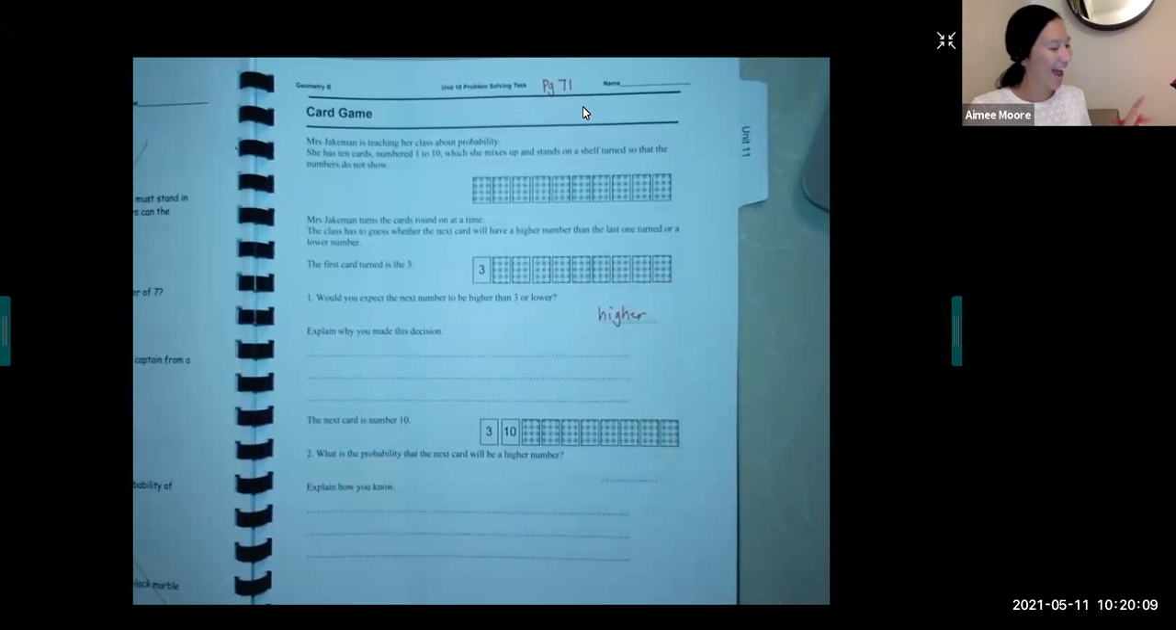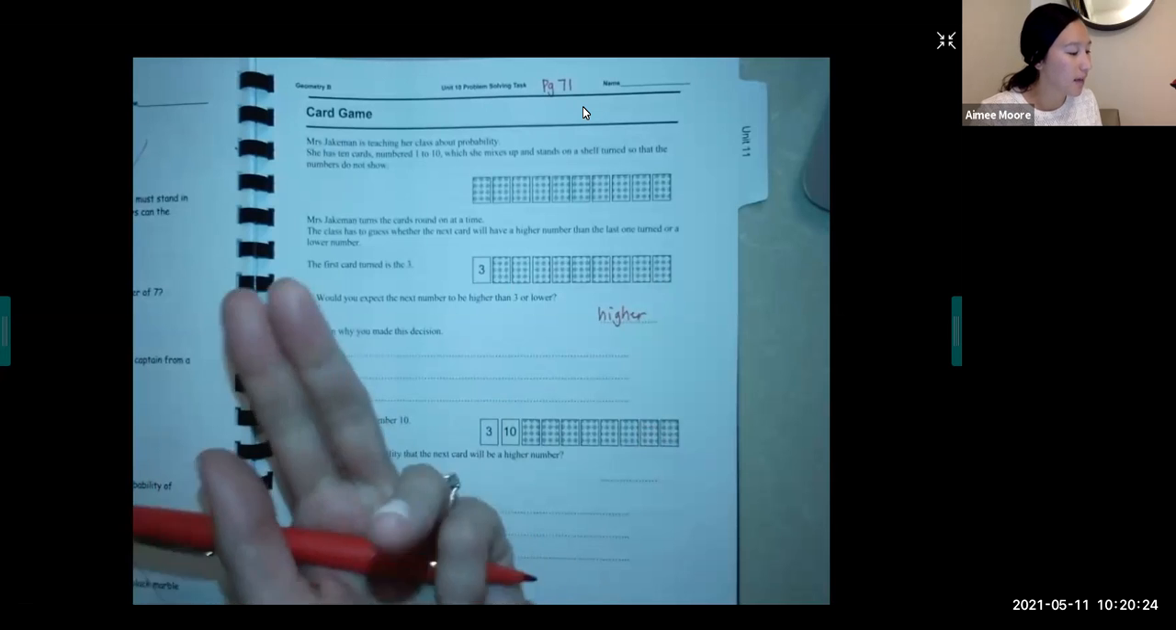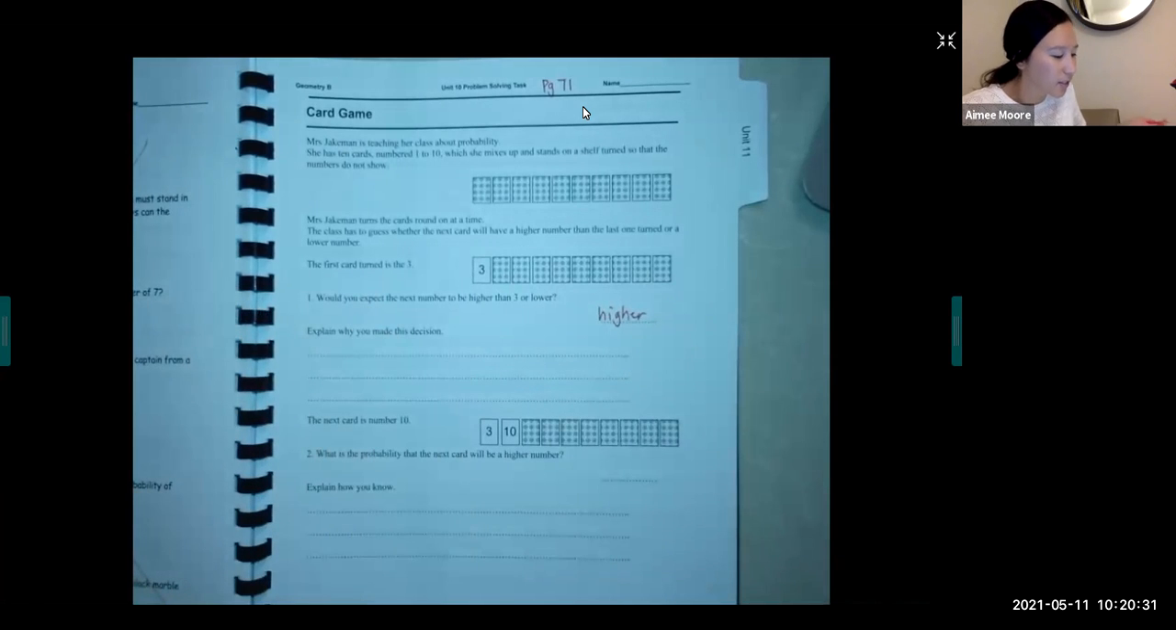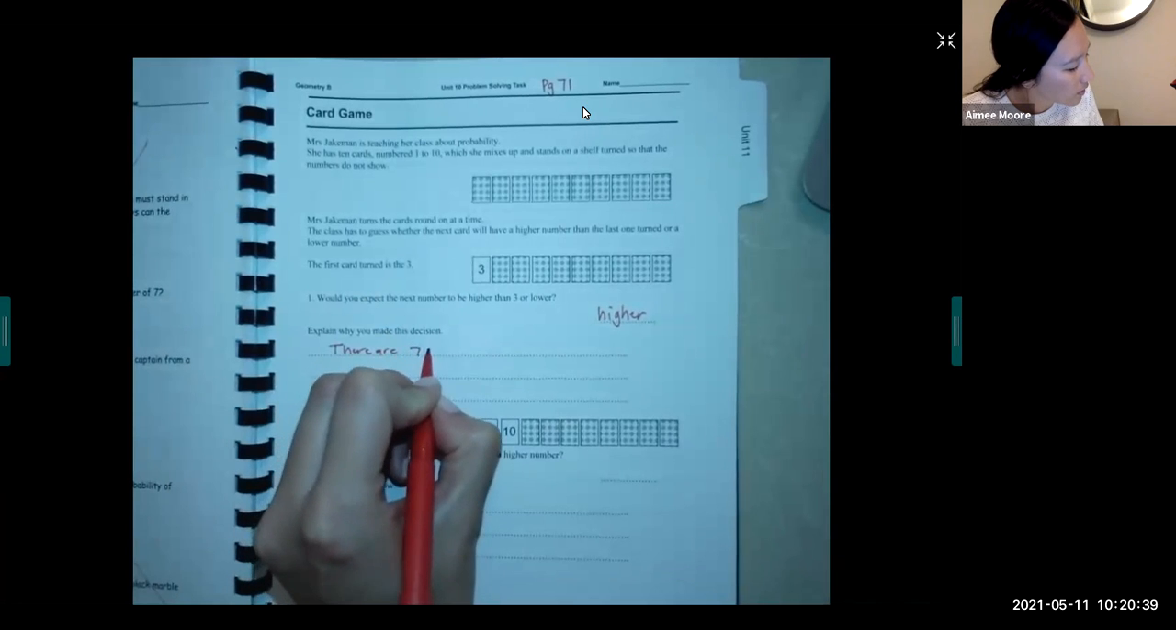Yes. I think so. If we have 3, the only numbers less than 3 that are a possibility are 1 and 2, right? So there's only 2 options that are less than 3, where we could also do 4, 5, 6, 7, 8, 9, 10. There's 7 that are higher. So it's a lot more likely that it's going to be higher because there's 7 numbers that are higher while there's only 2 that are lower. So there are 7 numbers.